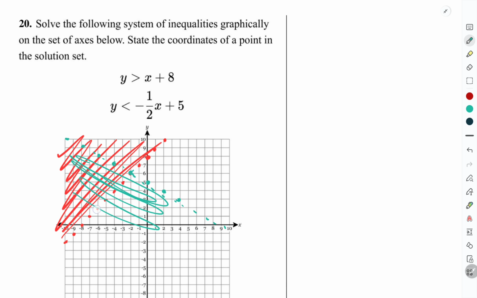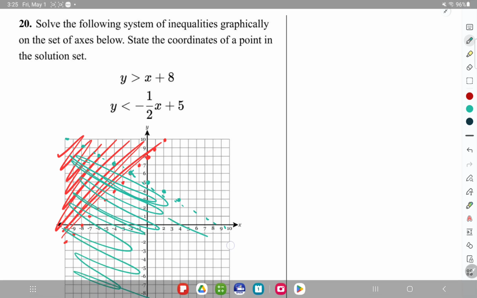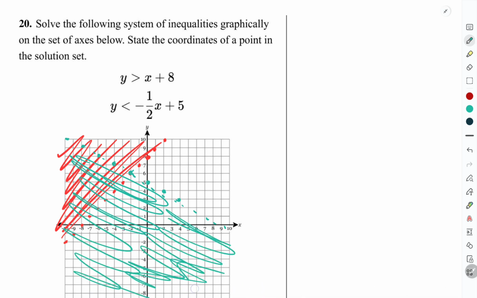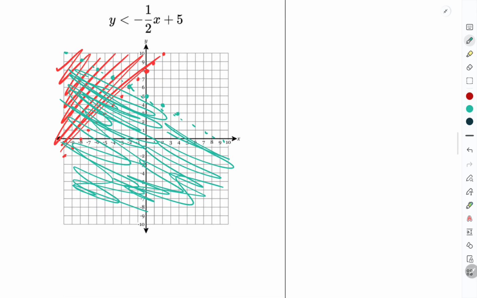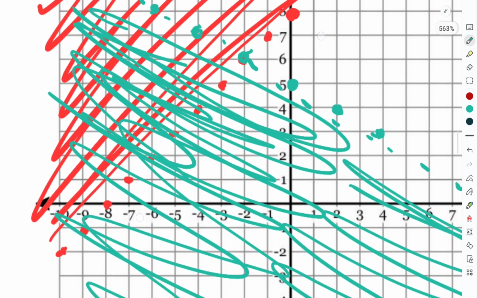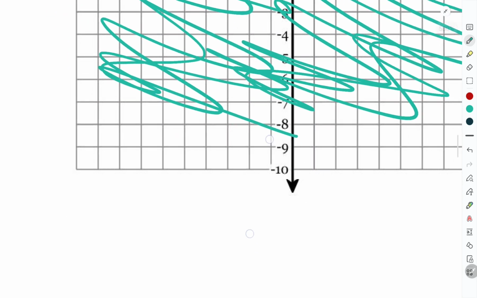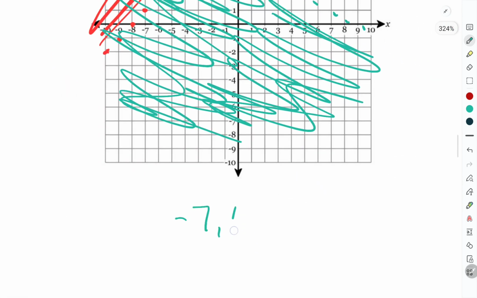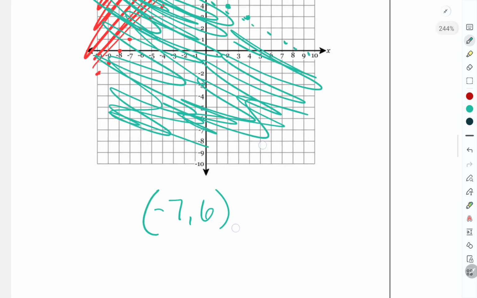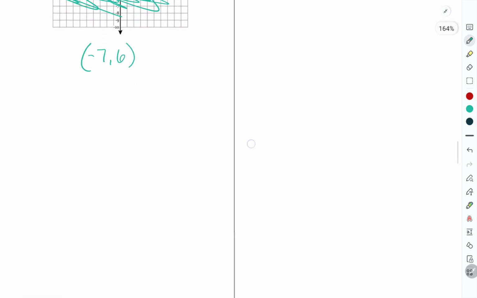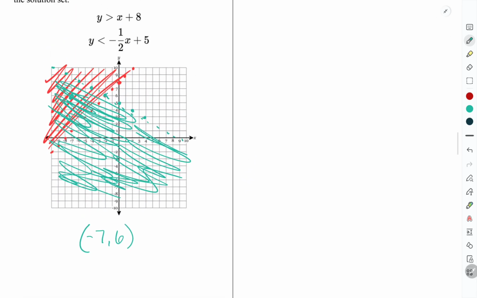Less than is lower. Hopefully that sounds right. And if it doesn't, I'm sorry. Get used to it. Less is lower. Last thing I need to do is pick a point in my solution region. So that looks really gross because I overshaded. But -7, +6. Oh, I didn't even mean to do that, but that's awesome. That is a point in my solution region. Okay.